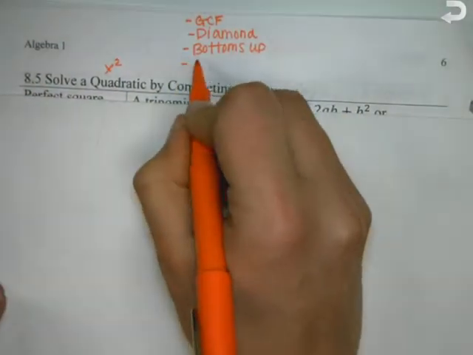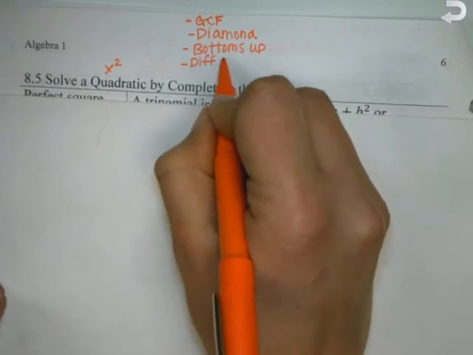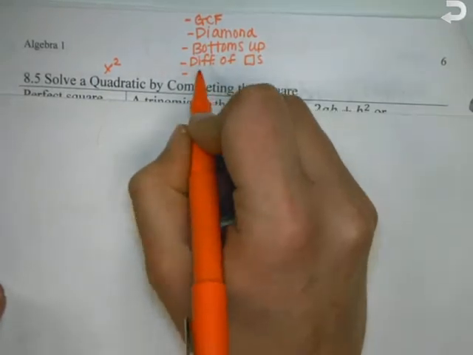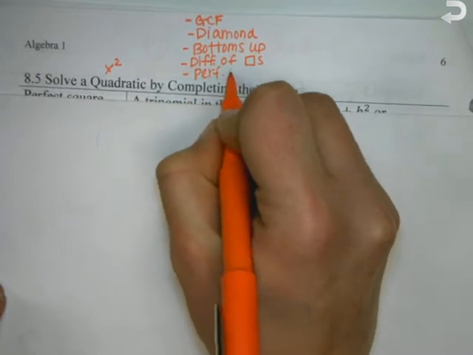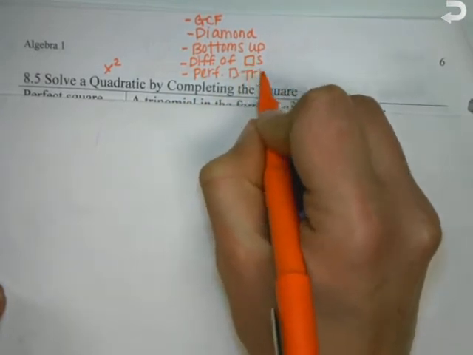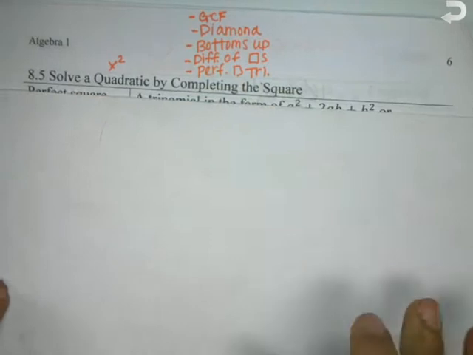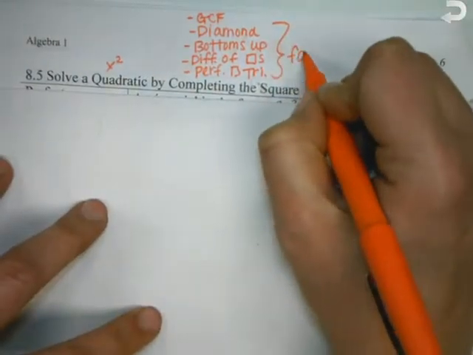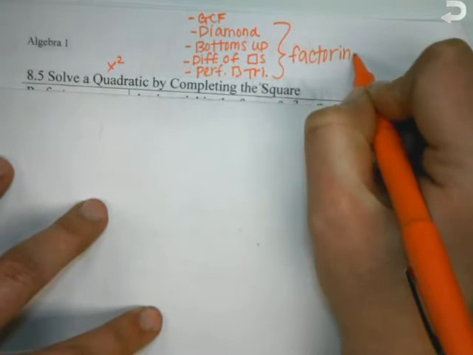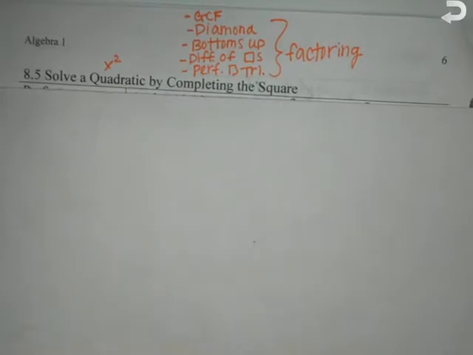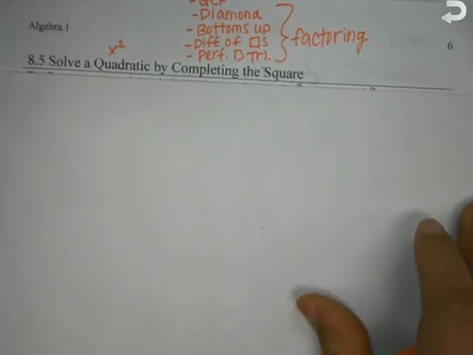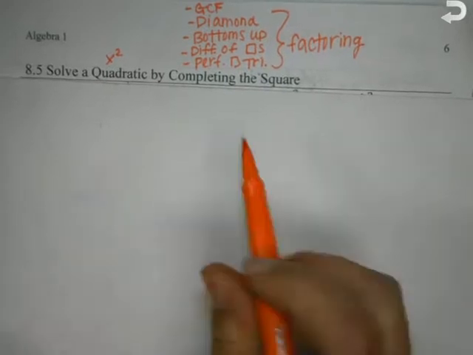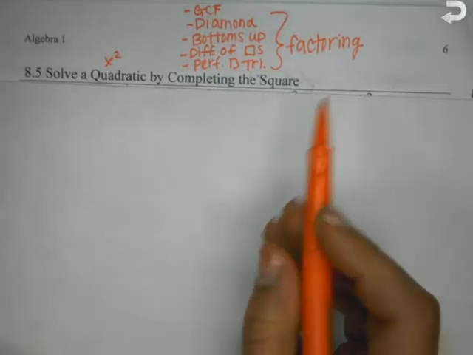We had difference of two squares. And then at the very end we also learned what a perfect square trinomial was. So we had 5 different methods, but each of these is considered factoring, which means that all of those equations were factorable. So how do I solve an equation that's not factorable? We're going to learn two methods, and the first one is called completing the square.